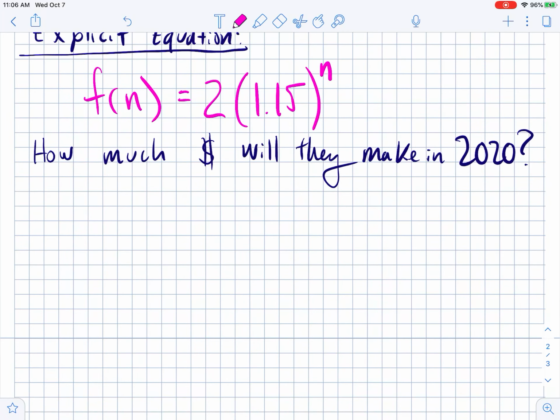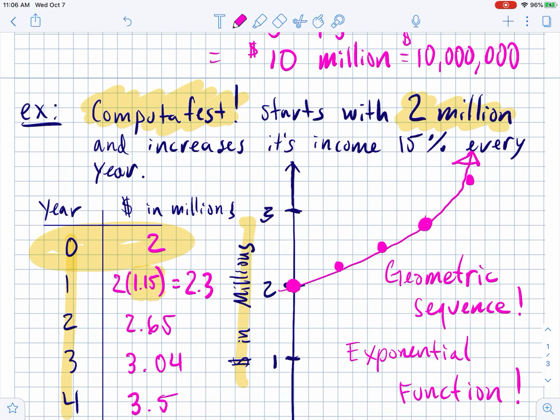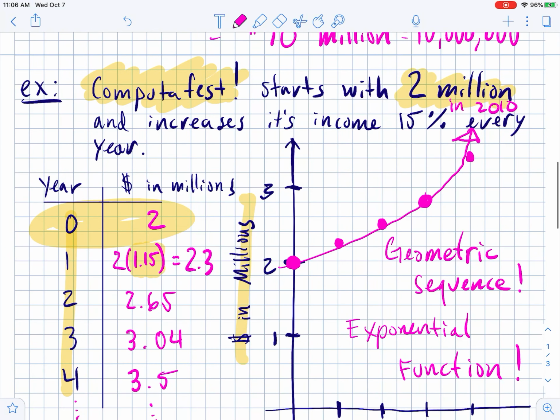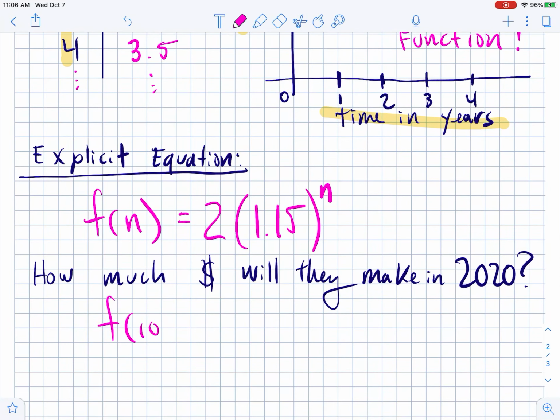How much money will they make in 2020? Well, that's 10 years past 2010. So they screwed up the wording of this. I think they start with $2 million in 2010. So these are years since 2010. Okay, so we're going to put a 10 in here because that's 10 years past 2010. 2 times 1.15 to the power of 10. I'm going to grab my trusty calculator for that one because I definitely do not know 1.15 to the power of 10 offhand.